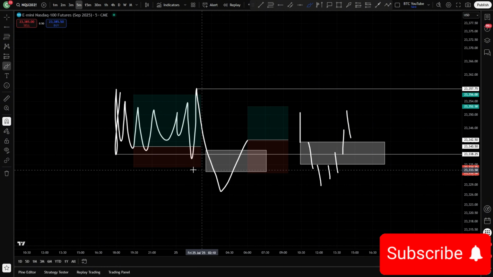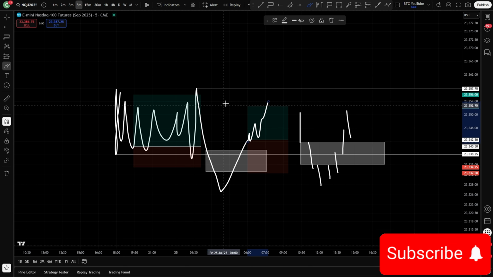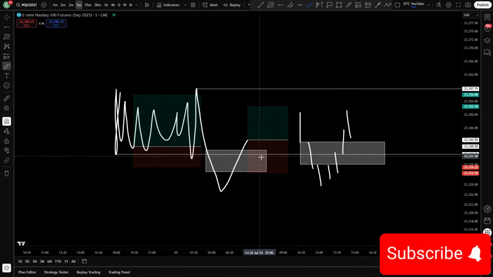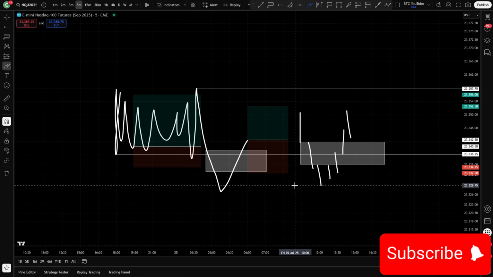If we close back below this inverted fair value gap, I'll call this a loss. But generally speaking, we do usually come up and hit at least a 1R, in which case I will close half the position at 1R, put the rest to break even, and then see whether or not we run up to another take profit or come down and hit the break even stop loss. And this is basically the strategy.